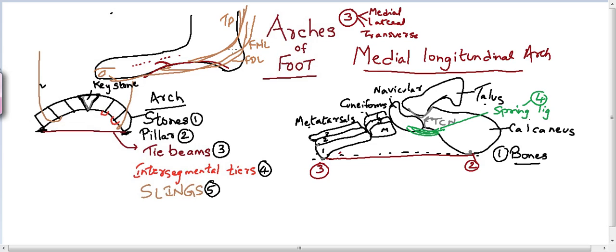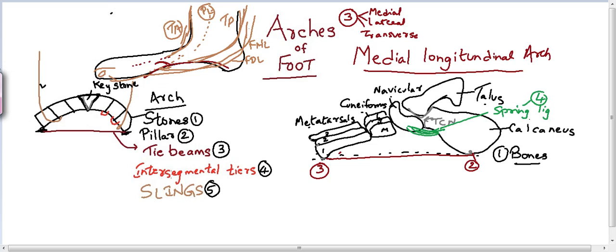The sling from the anterior plane includes tibialis anterior going to the navicular bone. This muscle is called tibialis anterior. And from the lateral plane it will be peroneus longus, because it is also coming towards the first metatarsal, the base of the first metatarsal.